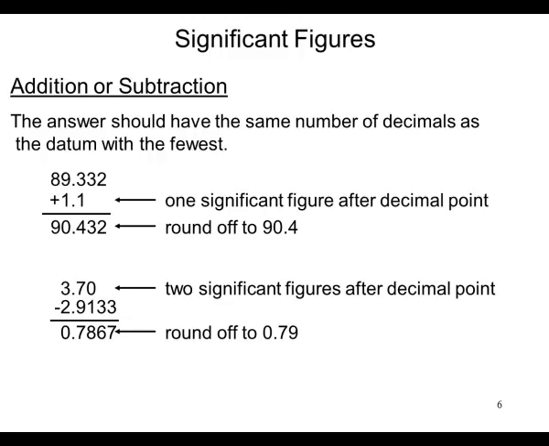The rules for addition and subtraction are as follows. The answer should have the same number of decimals as the datum with the fewest. Here we see 89.332 being added to 1.1. 1.1 has one significant figure after the decimal point, so the answer must be rounded to have one decimal place, 90.4. For subtraction, same rule. 3.70 has two significant figures after the decimal point, so the answer must be rounded to 0.79.